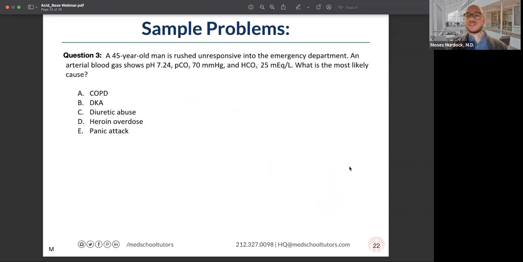Love it. Here we have a short little vignette, but it's actually really informative. We have a 45-year-old man, unresponsive in the ED, and right off the bat, no more information. They just give us the blood gas. It's 7.24, 70, and 25 for the bicarb. Most likely cause? So first, let's take this step by step in an organized fashion. What is the primary abnormality here?